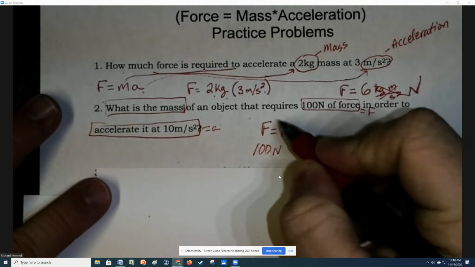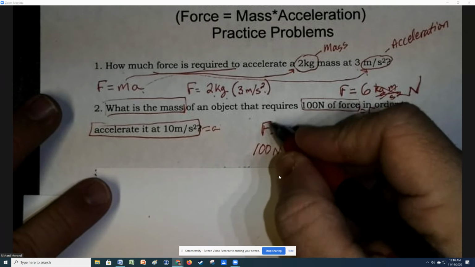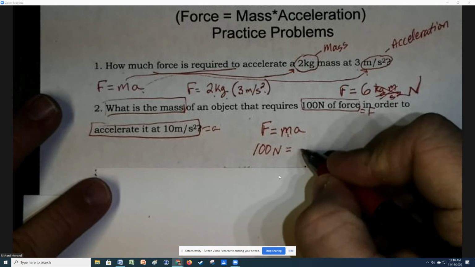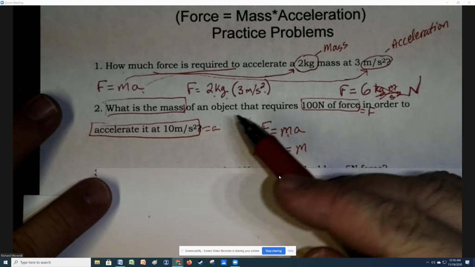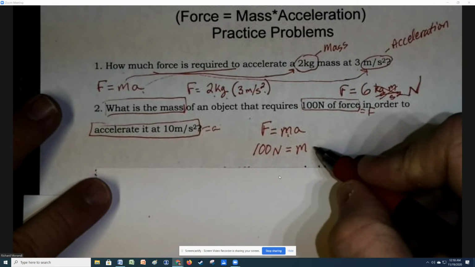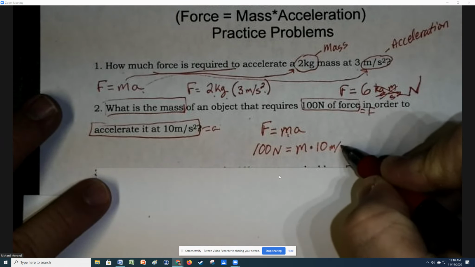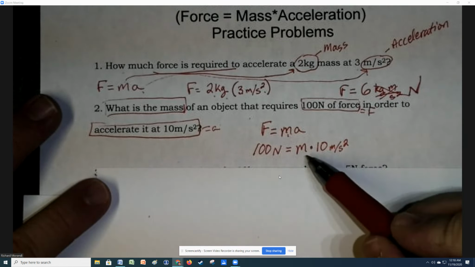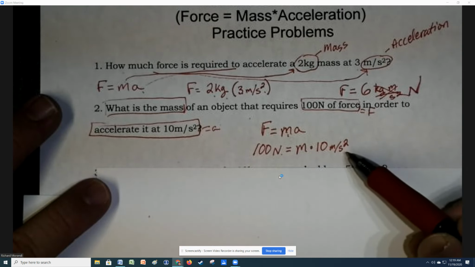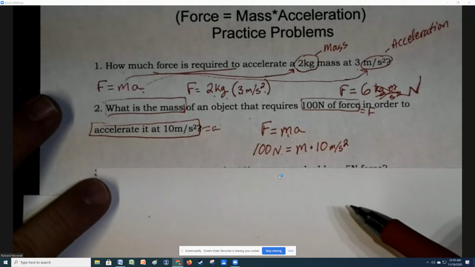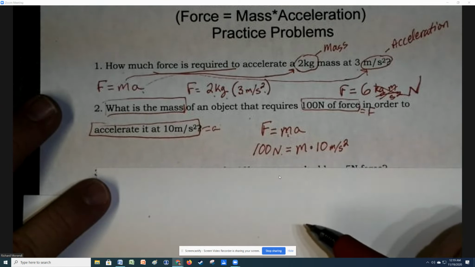Sometimes it's easier if you write it below instead of side by side, because it lets you see where things drop down. M, I'm going to keep just M. Acceleration, I'm going to fill in 10 meters per second squared. Now I want to know what the mass of this object is. I've applied a 100 newton force and it accelerated 10 meters per second squared. So now what is the mass of that object?